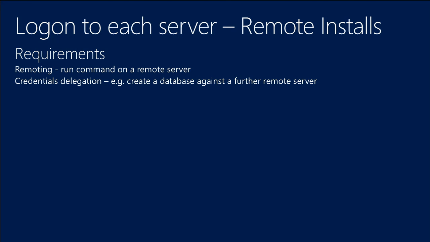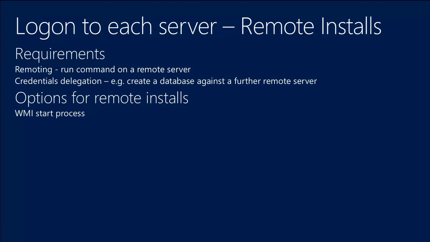What I mean by that is it needs to have permissions to go and do something against some other server, such as when I install my Operations Manager management server, for example, the first one, it needs to be able to create a database typically against some other database server. So that's double hop authentication. That's the credentials delegation. There's a number of different ways to do this that we considered. The oldest one in the book is WMI start process. That doesn't give you the credentials delegation capability, so that's out.